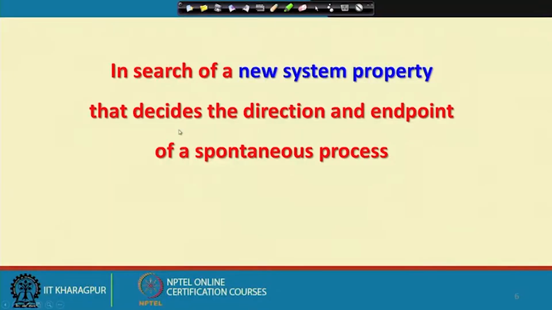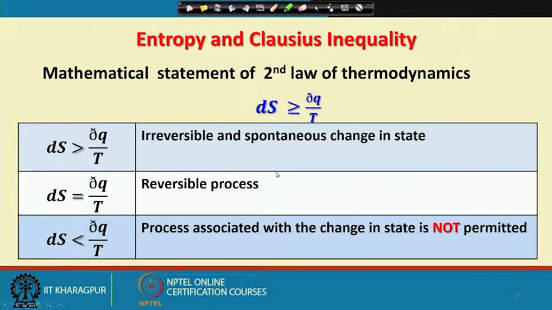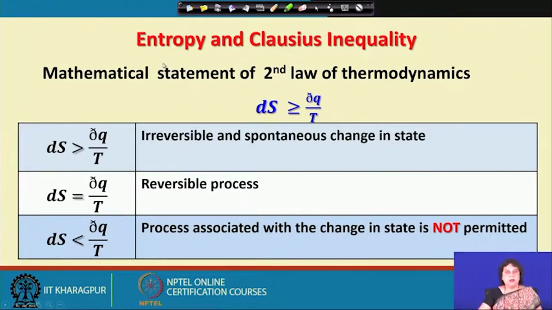So, then obviously, the challenge was to look for a new system property that decides the direction and endpoint of a spontaneous process. And this is where the second law of thermodynamics introduces the concept of entropy. I will present to you here directly the mathematical statement of the second law of thermodynamics in terms of a relationship that is known as the Clausius inequality.